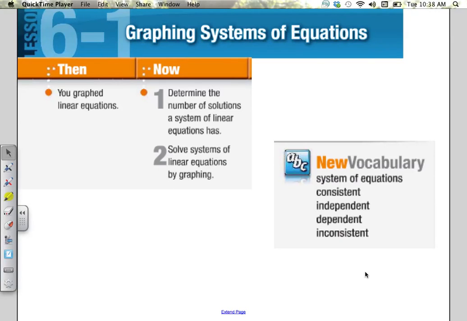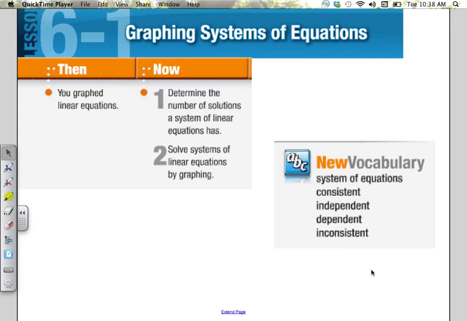So chapter 6 is about systems of equations. Systems of equations are when you consider more than one equation at the same time to get a solution. So literally you're finding the solution for one and the solution for the other and seeing if they have any in common. And this whole chapter will be dealing with that.